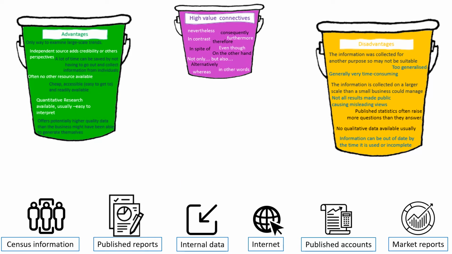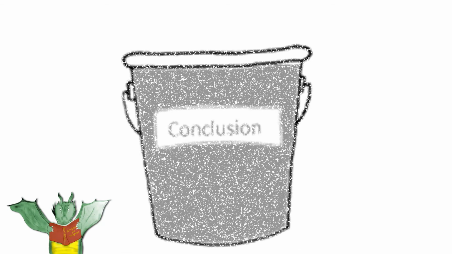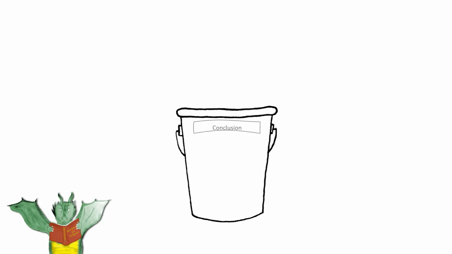Remembering that Damien is looking to find the best research method to find out what the competitors are doing around him. But where's the fourth bucket, I hear you say? It is the conclusion bucket. As you would expect, here's some connectives which are generic to writing a conclusion. So let's look at how we approach the conclusion.